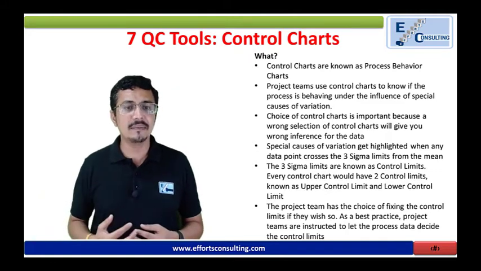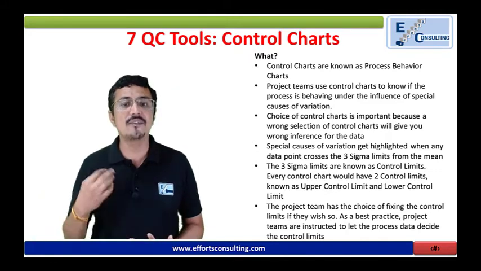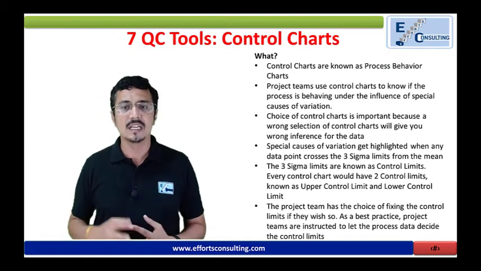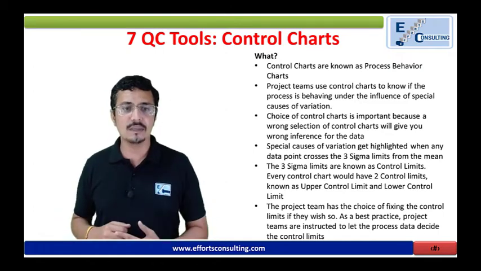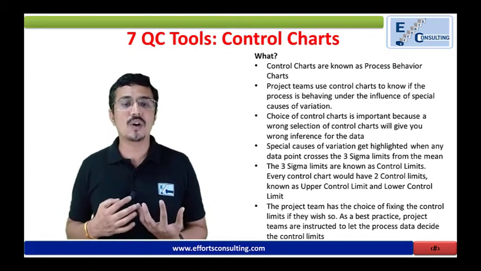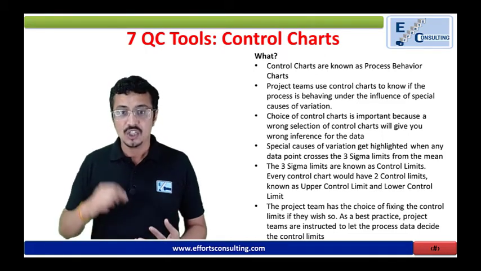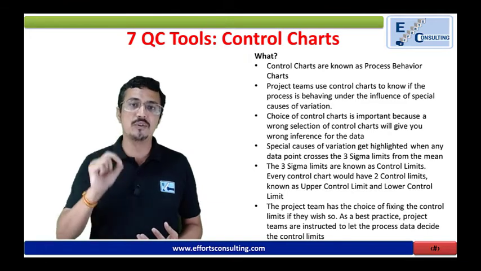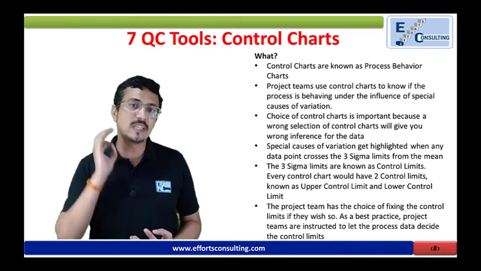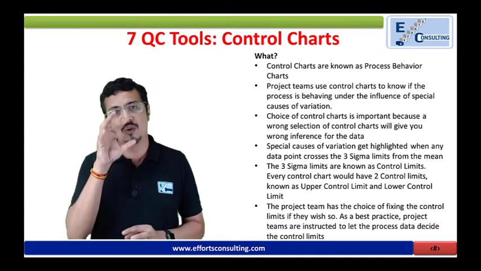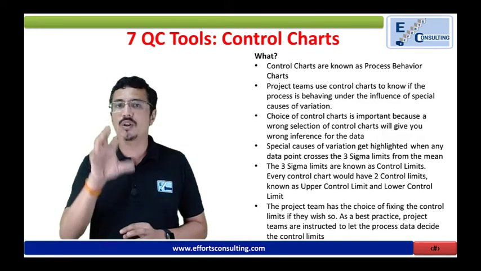The Three Sigma limits are known as the control limits, and every control chart would have two limits, the upper control limit and the lower control limit. The project team has a choice of fixing the control limit if they wish so, but ideally your data would give you the control limits, and there are specific calculations available to calculate your control limit.